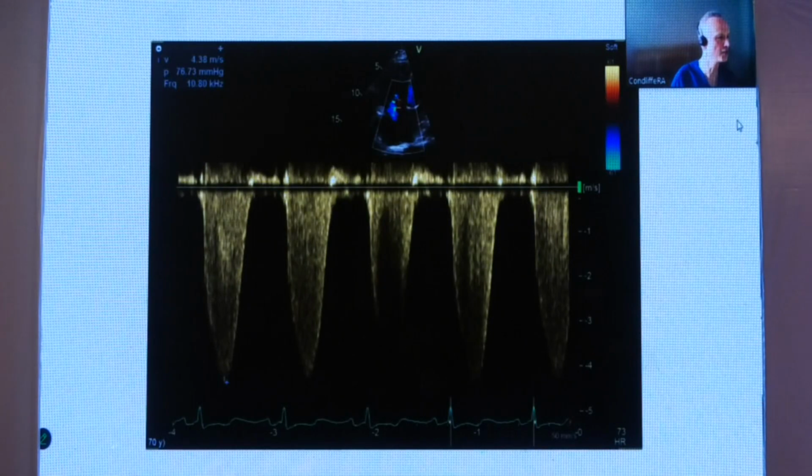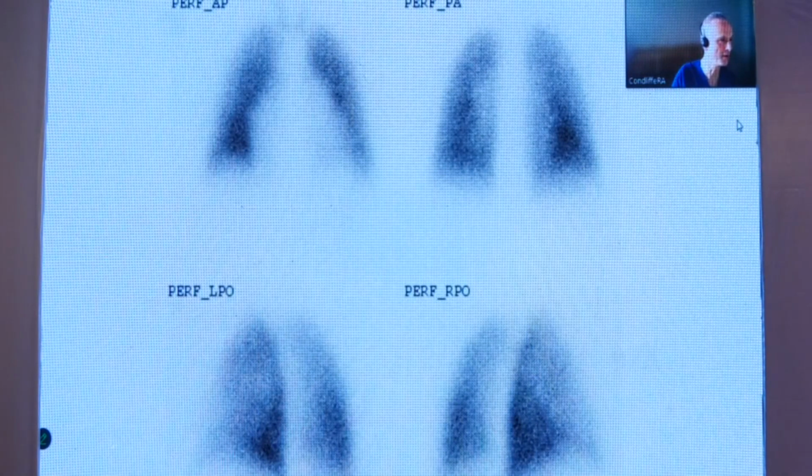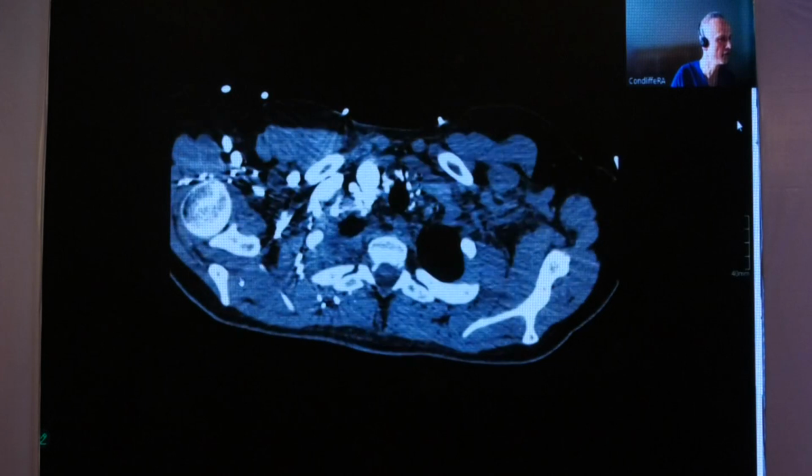The TR velocity in this case is over 4 meters per second. Square that, it gives you 16, times 4, that gives you 64 millimeters of mercury, plus right atrial pressure. So your systolic pressure is going to be 70, 80 millimeters of mercury. So clearly severe pre-capillary pulmonary hypertension. The VQ scan is normal. We look at the CT.